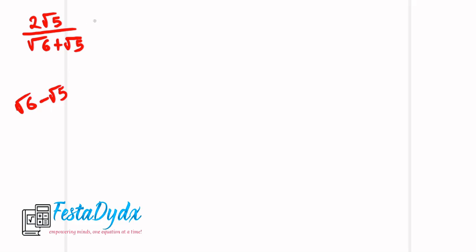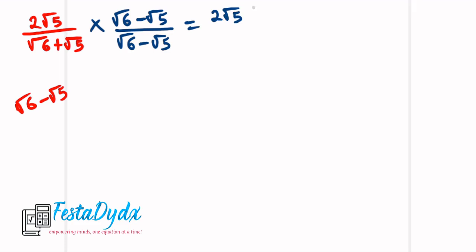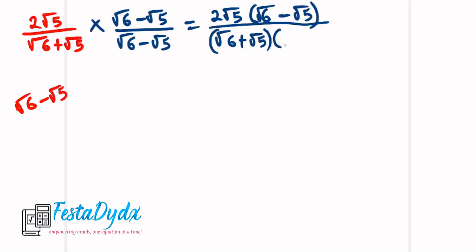So now we have to multiply the numerator and the denominator by this conjugate. Root 6 minus root 5 all over root 6 minus root 5. So bring the numerator and denominator, join them together with a bracket sign. 2 root 5 bracket root 6 minus root 5. We'll close the bracket all over root 6 plus root 5. We'll close the bracket and then we'll bring it again, root 6 minus root 5. This is the conjugate.